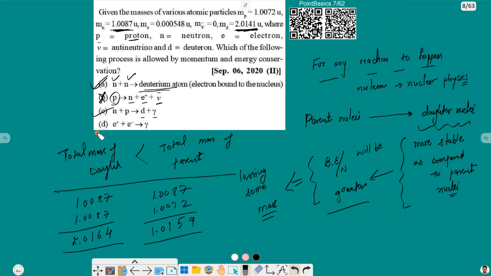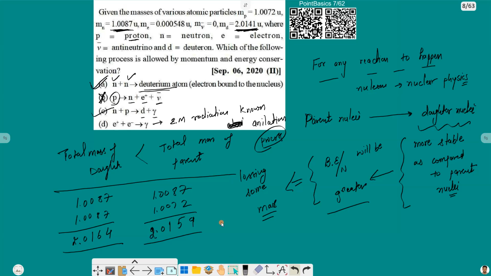And now going to D, electron plus positron giving rise to gamma. Here it is not mentioned what gamma is, so I think this will be EM radiation, gamma rays. And this is possible because this is known as the annihilation process, where electron and positron combine with each other, giving rise to photons.